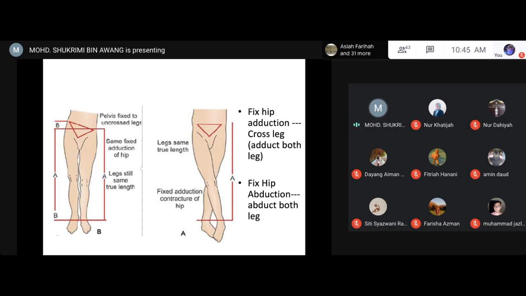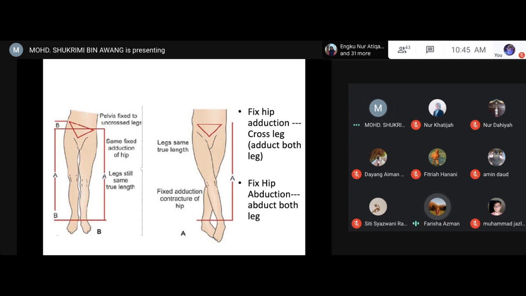So same thing in abduction. Let's say the patient has fixed abduction of the hip on the right side, so you further abduct the left side, the opposite side. After you do that, you will get the pelvis to be square or at the same level.